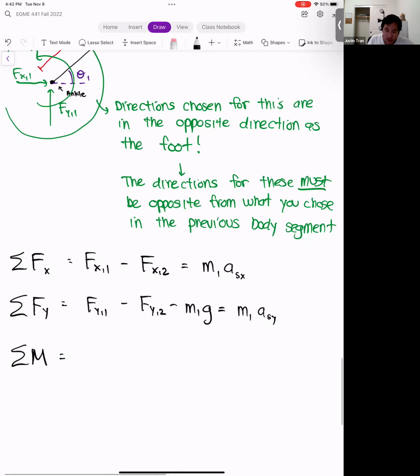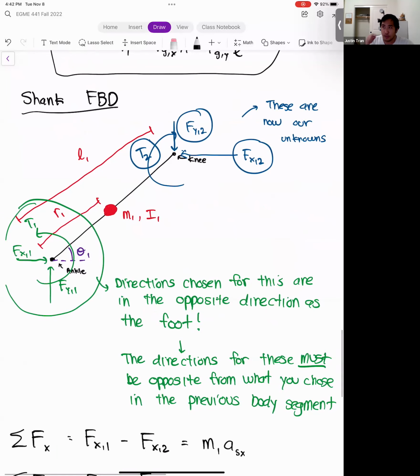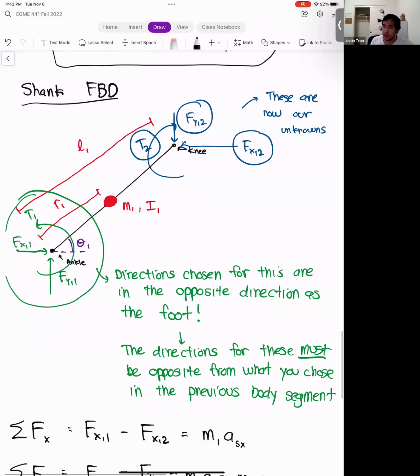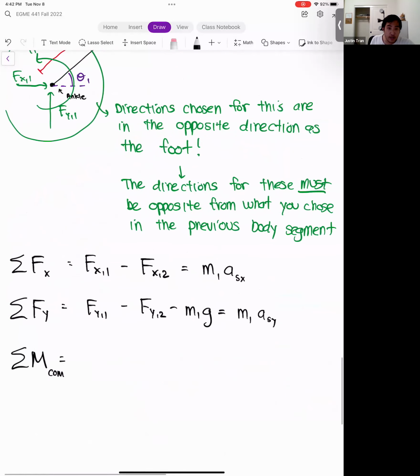All right. Next, we have the sum of the moments. And so, for this segment here, which actually will be in motion, and so we're going to consider its motion, it's going to matter where we choose our location where we sum the moments around. Okay. And so remember what we said at the beginning of class. For these situations, it's best to sum the moments around the center of mass. Okay. And so our center of mass is this kind of ball location in the middle. Okay. And so this sum of the moments is going to be around the center of mass right here.